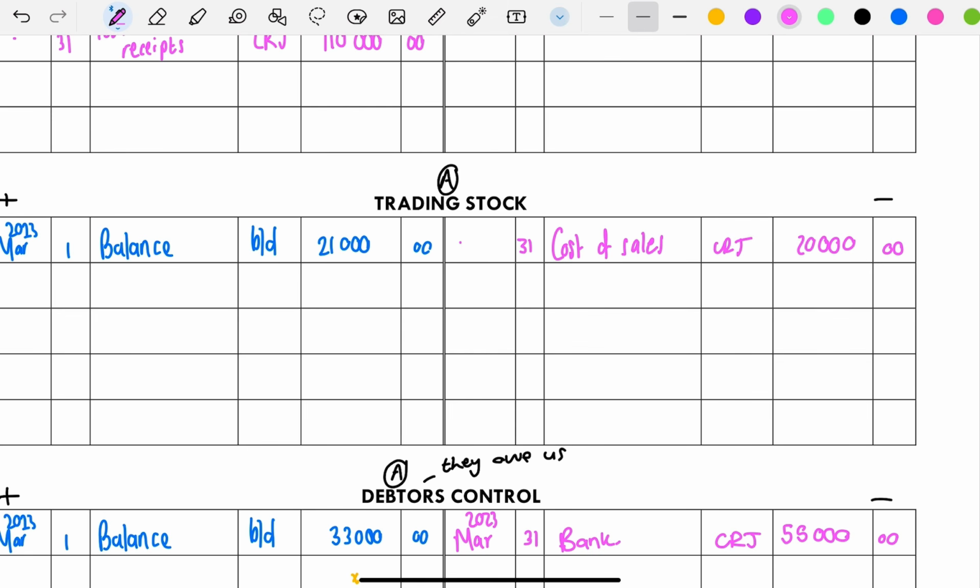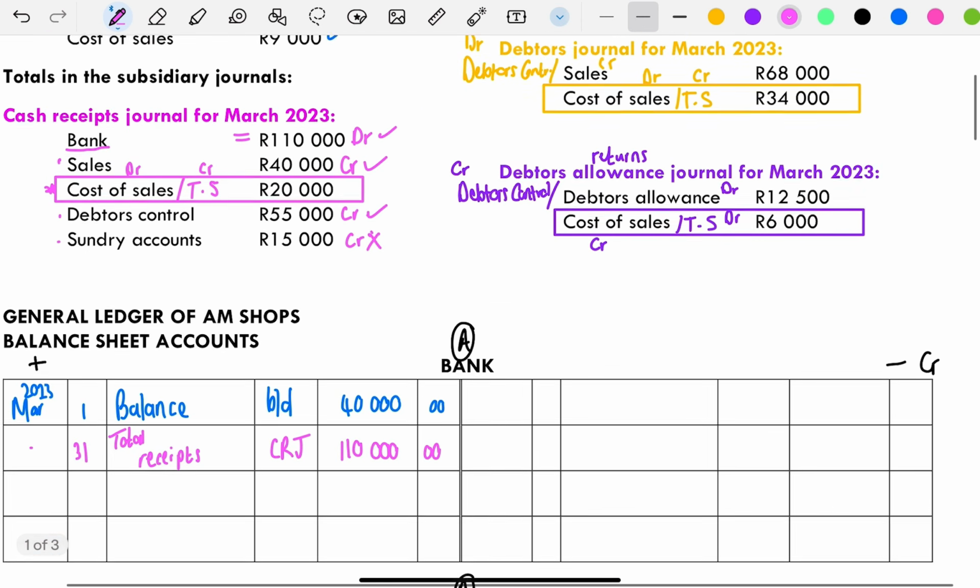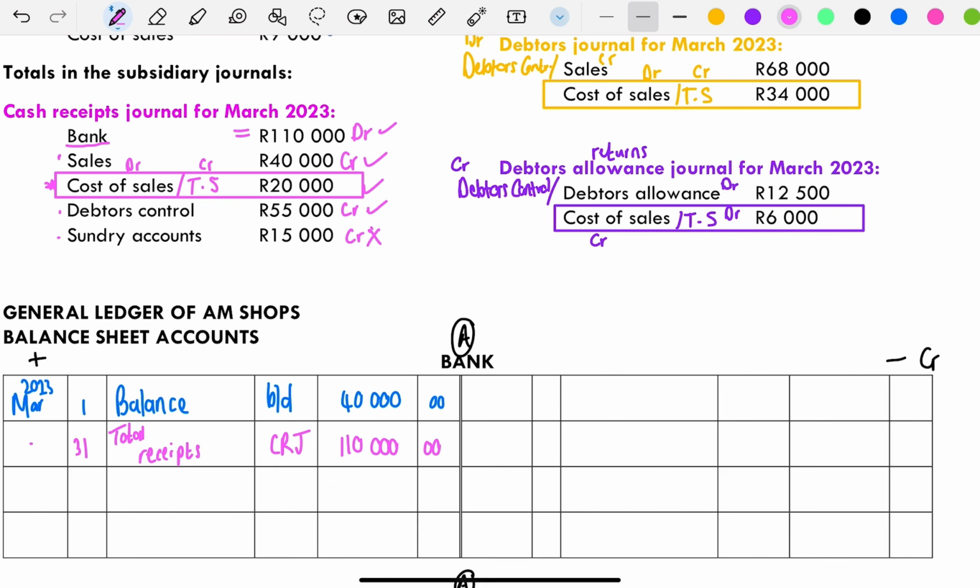Okay, and this is on the last day of March. And you'll see every time we're posting a cost of sales column, we're going to do that same process. And there we go. I'm done with my CRJ.